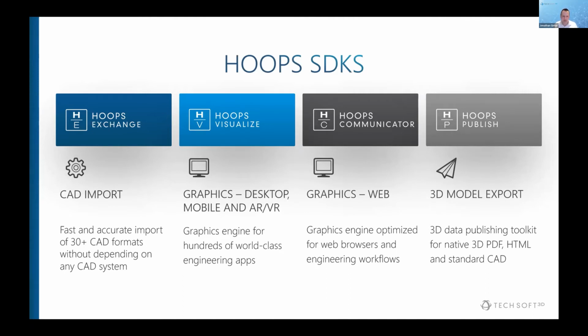We have two graphics engines, HOOPS Visualize and HOOPS Communicator. HOOPS Visualize is for desktop, mobile, and AR and VR, allowing you to build applications with 3D, to see and interact with 3D geometry on those platforms. HOOPS Communicator is essentially the same for doing that on the web. And then HOOPS Publish allows you now to finish that workflow and publish out your data in a shareable 3D format. It could be 3D PDF in a very interactive form, or other CAD standards like STEP. We have new HTML output, and you'll be looking at a little bit of this with Nikhil from SolidWorks. So that finishes off our portfolio.